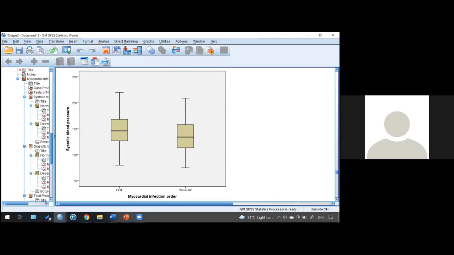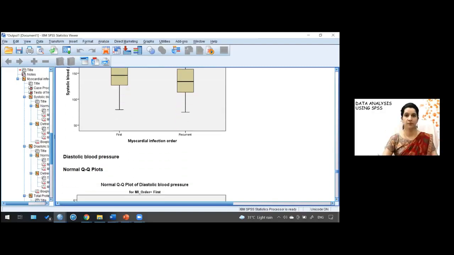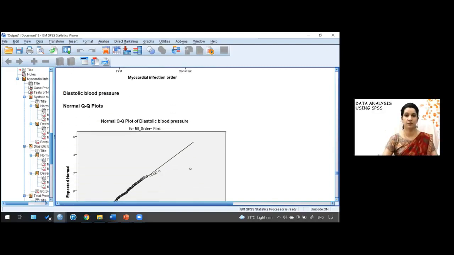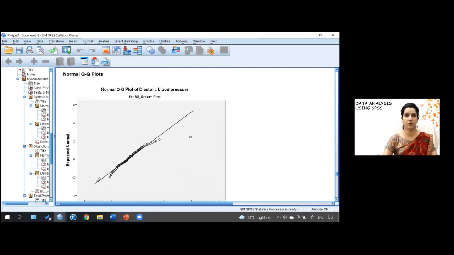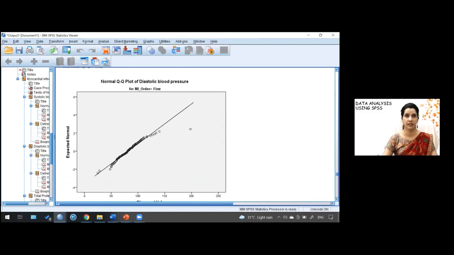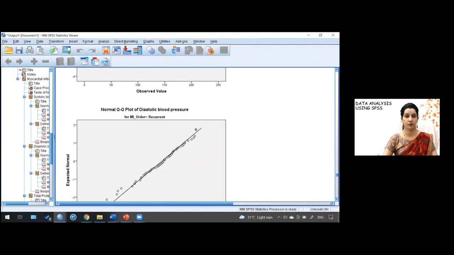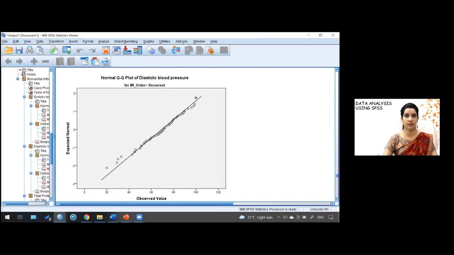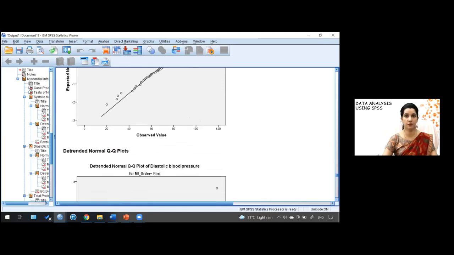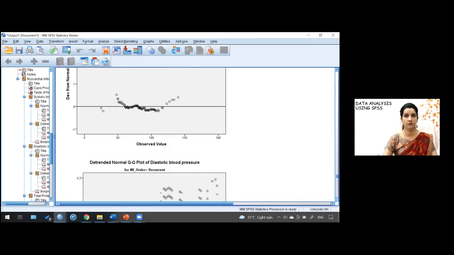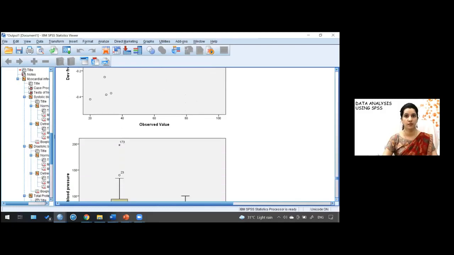No, ma'am. Okay. So then coming to the diastolic blood pressure, you can see most of the values are along that line. Across first order MI, if you see the value of diastolic blood pressure along this recurrent MI, again visual inspection is showing the normal distribution. And if you come to the box plot, you can see that.